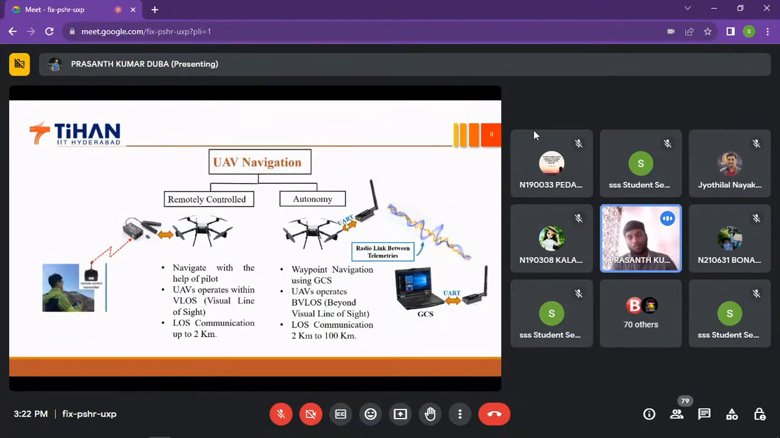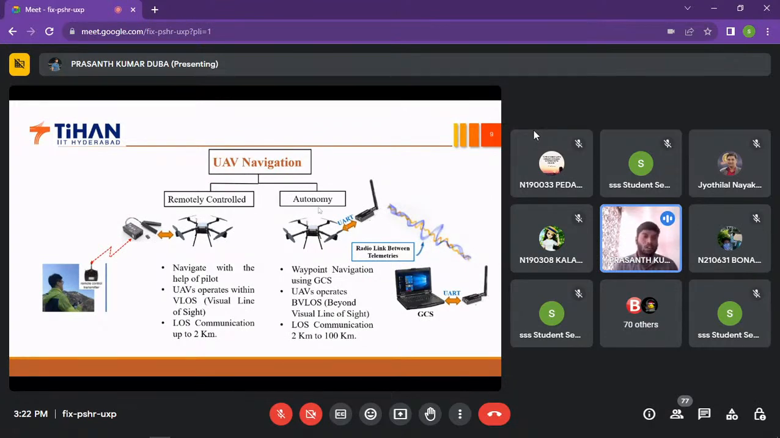So now, as of now, we have discussed the different types of UAVs and how we can design our own UAV. Now that we have a UAV with us, the next point is we have to move from one point to another point, that is called navigation. In UAV navigation, there are always two ways: one is remotely controlled and the second one is autonomous.